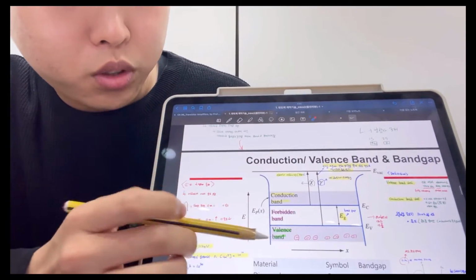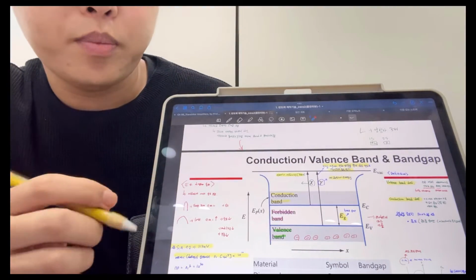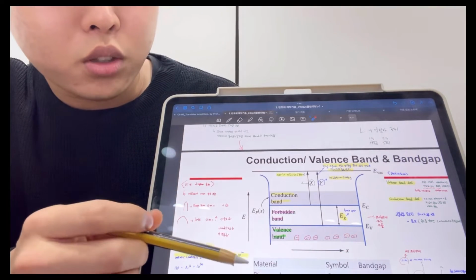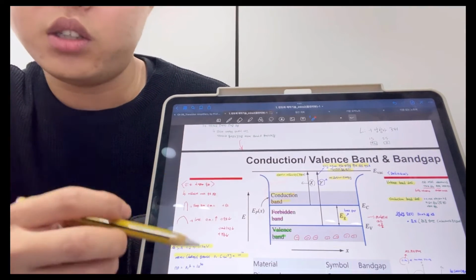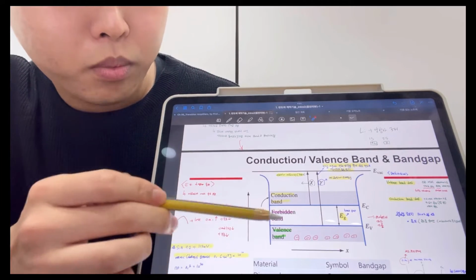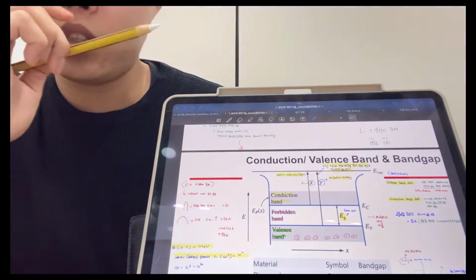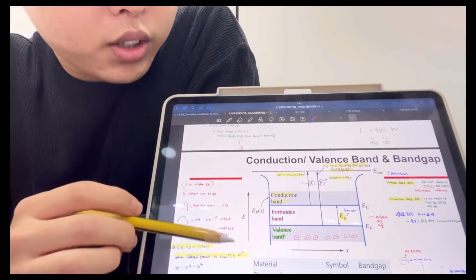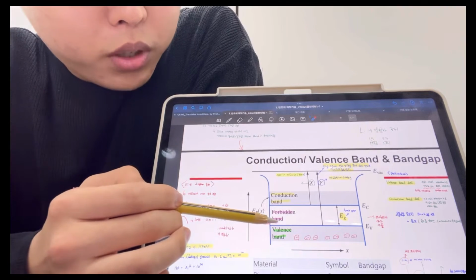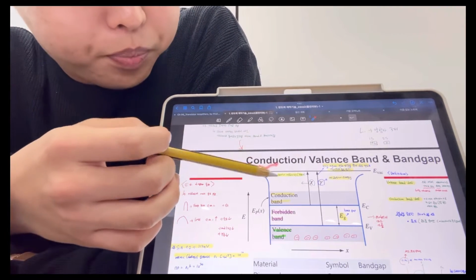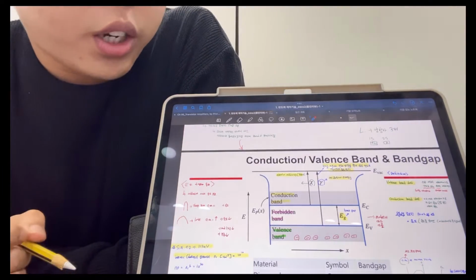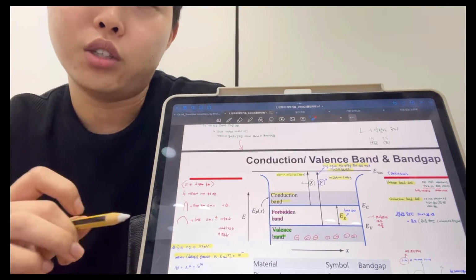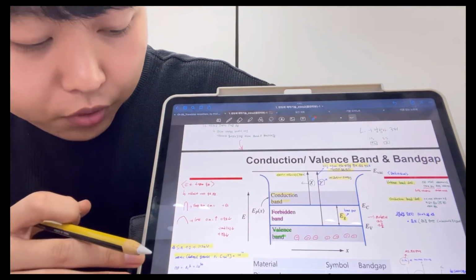To give you a definition, the valence band at 0 Kelvin is packed with electrons, and the conduction band at 0 Kelvin has no electrons. Between the conduction band and the valence band is called the forbidden band because no electrons can exist at this point. From the valence band to the vacuum energy level is called the ionization energy, and from the conduction band to the vacuum energy level is called the electron affinity.